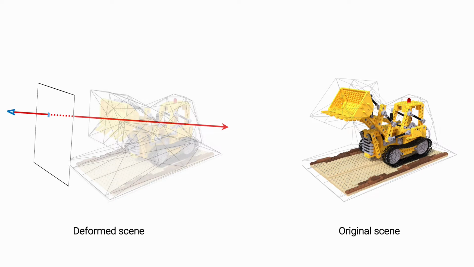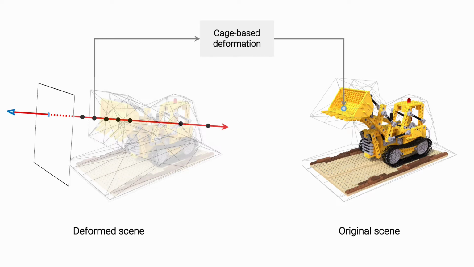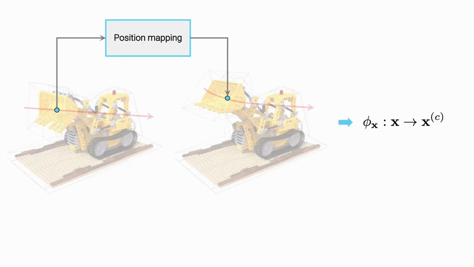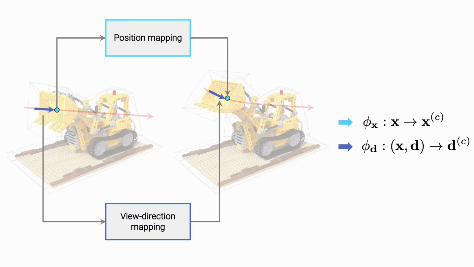As a first step, just like the normal radiance field, we shoot the rays. And then randomly sample points on the ray. Since the color and density of these points are unknown in the deformed scene, we use cage-based deformation to map their positions to the original scene and compute the corresponding color and density values. By applying this operation to all the sampling points, we can obtain this kind of deformed ray with known color and density values. Then, by volume rendering for the deformed rays, we can get the RGB color of all the pixels. Given the view-dependent property of the radiance field, we not only map the position of the sampling points, but also map their view direction. Please refer to the paper for details.